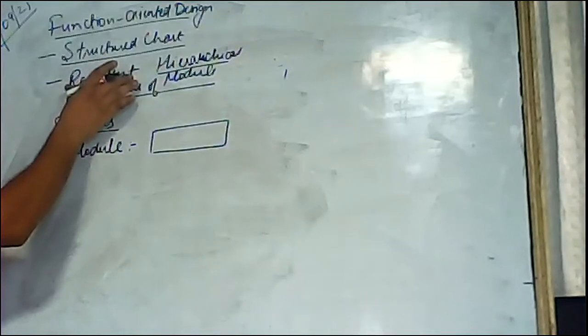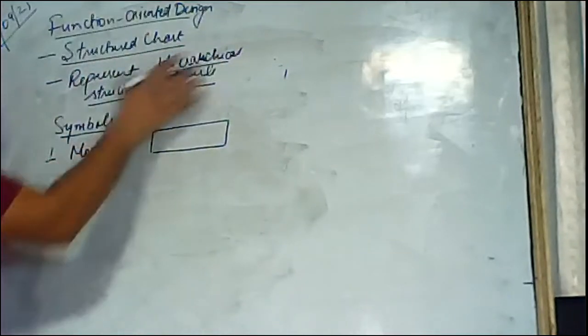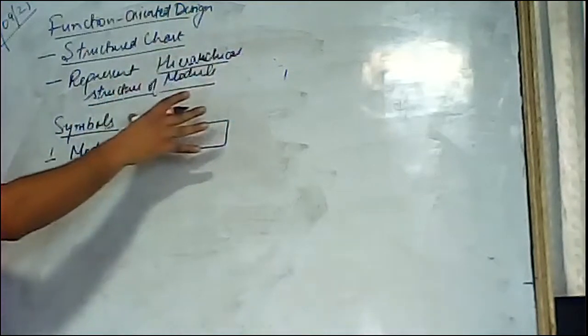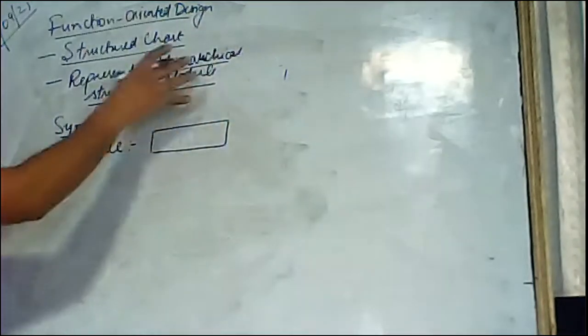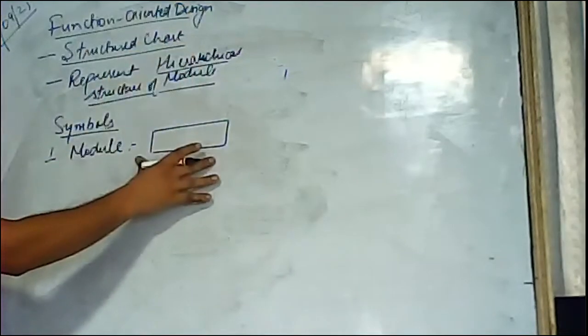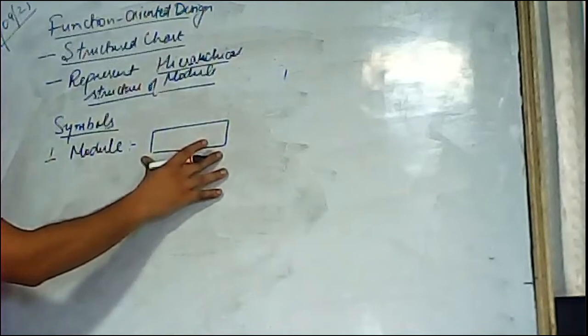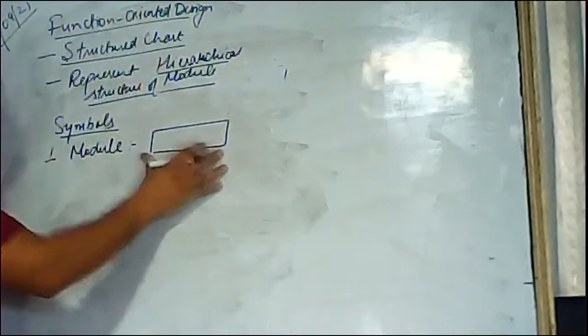What does a structure chart do? It represents the hierarchical structure of modules. This is your project module that we have implemented, shown graphically, and a module that is graphically represented is denoted as a rectangle.